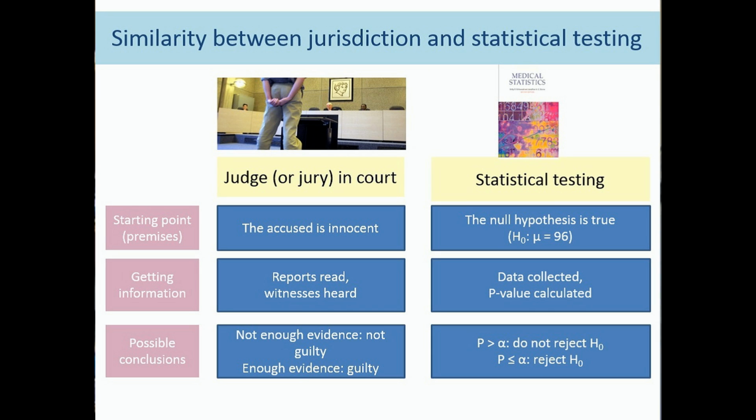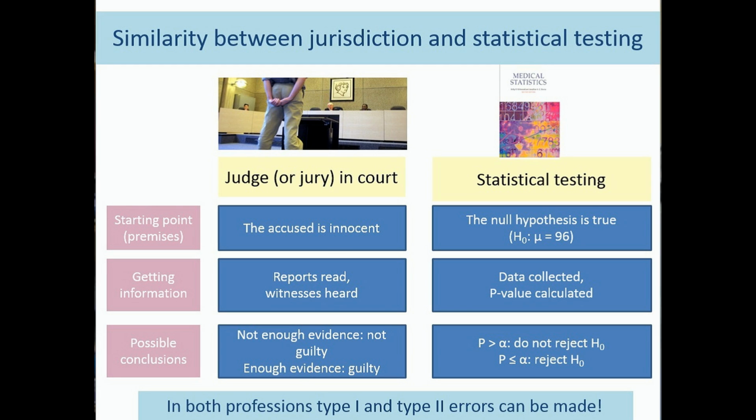Possible decisions in jurisdiction: if there is not enough evidence against the accused, the conclusion will be not guilty. If there is enough evidence, the conclusion will be guilty. In statistical testing, if the p-value is larger than alpha, we do not reject the null hypothesis. If p is smaller or equal to alpha, we have enough evidence to reject the null hypothesis. Please note that in both professions, type 1 and type 2 errors are made.